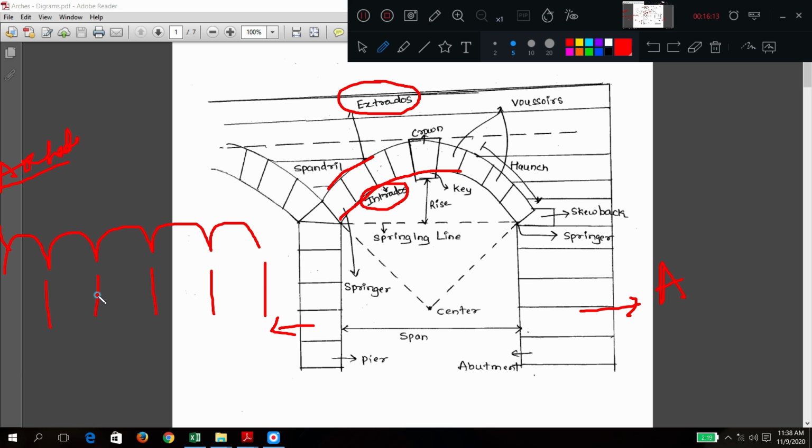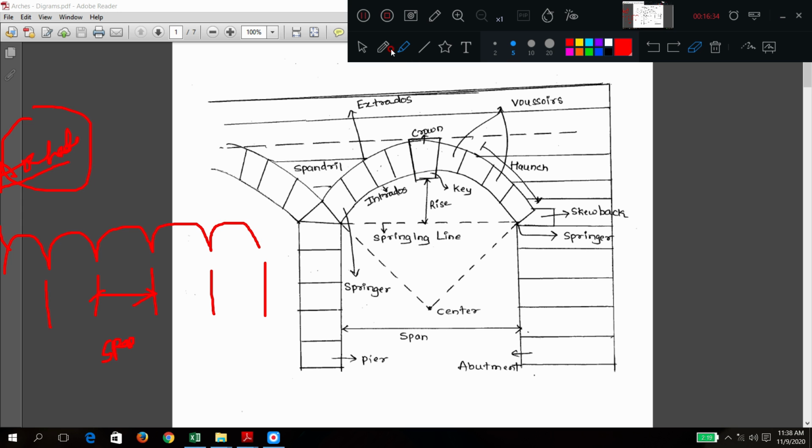The clear distance between two supports in an arcade, we call it the span. So that span is seen here. I hope it is now clear.